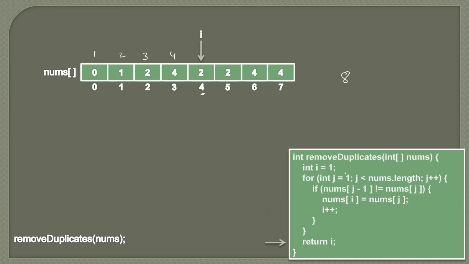So we simply return 4 from this method. So that is our answer, and we have also modified the array in place.